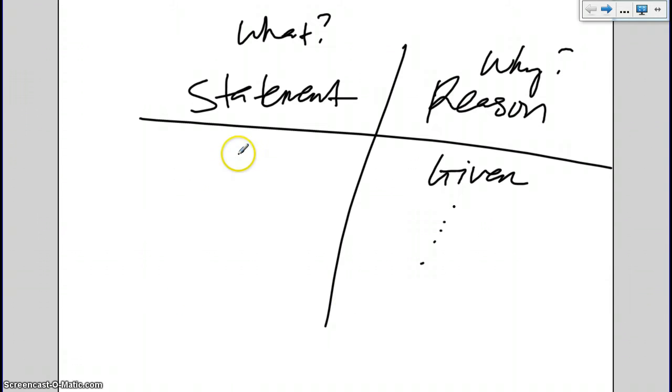So you start with what you're given, and then you end with what you need to prove. It's pretty much self-explanatory. You just need to understand those congruency statements and those postulates.